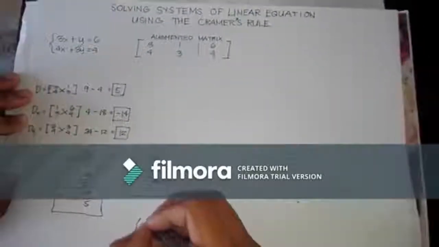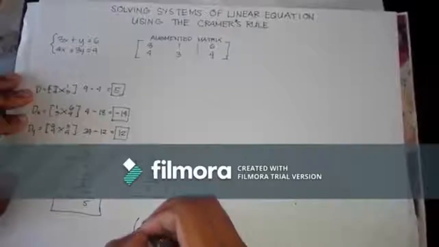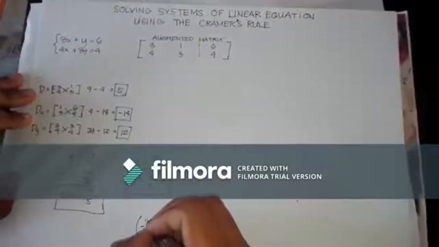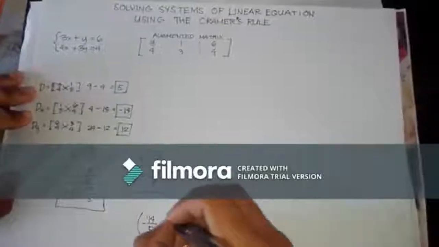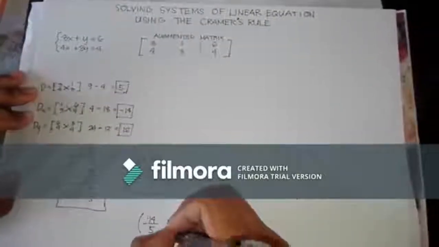So it will become x equals negative 14 over 5 and y equals 12 over 5.